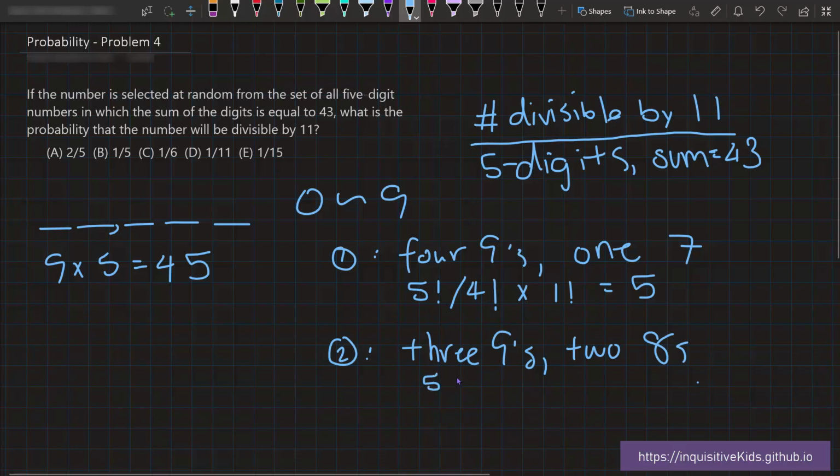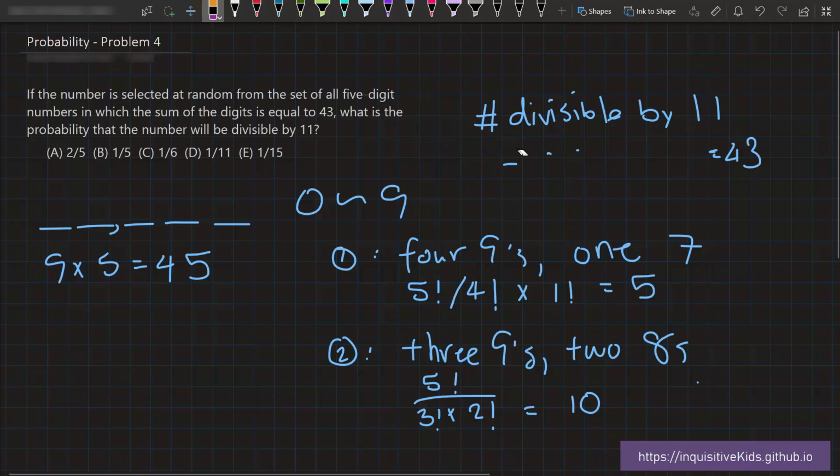And let's do this for the second case as well. We have 5 factorial over 3 factorial times 2 factorial, which gives us 10. So there are 10 ways in which there is a 5-digit number with 3 9s and 2 8s. And here we are already eliminating all of the recounted possibilities. So we have 10 and 5 for each of these cases. Adding this together, we know that the denominator will be 15.